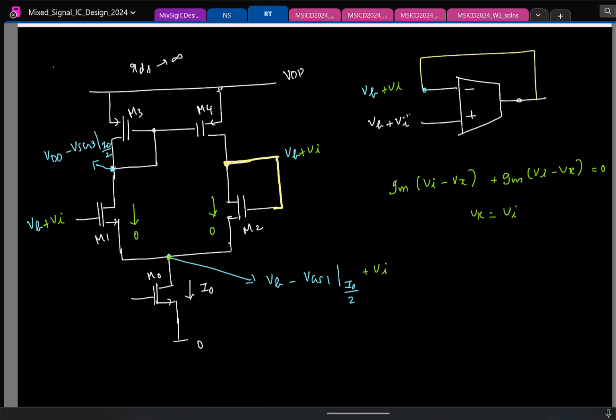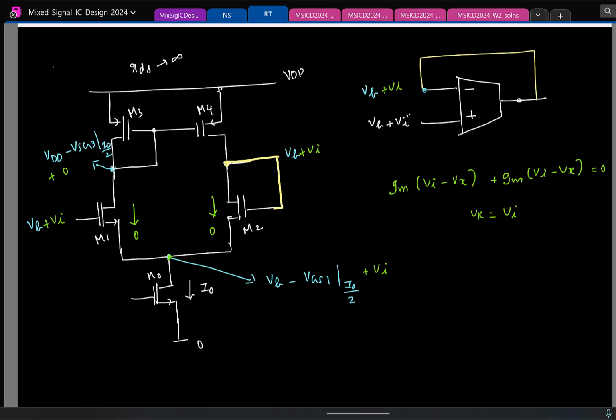So what can you say about the small signal current through the PMOS transistor? 0. Why? So the incremental current through the NMOS must be same as the incremental current through the PMOS. So the incremental current through the PMOS is 0. So the 0 current is flowing here through some impedance. What will be the voltage? 0 current flows through an impedance. 0. So incremental voltage here is 0. Is this clear?